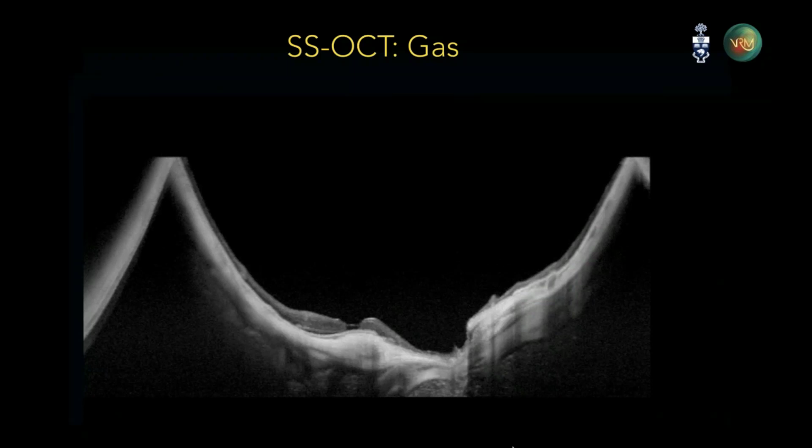From a surgical perspective, Swept Source OCT has been a game changer. It allows us to get through gas, blood, oil, cataract. All these features are significant in clinical practice, specifically for the surgical physician.